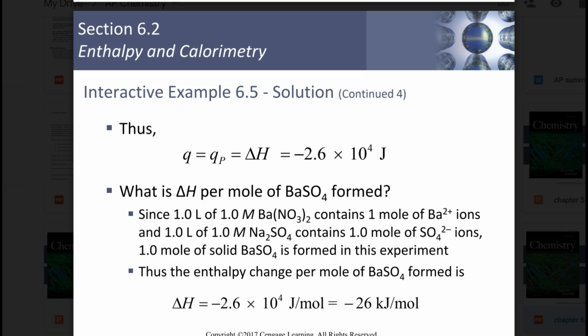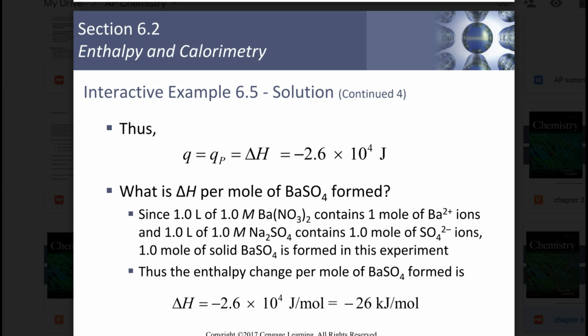Now, here's when you need the reaction. How do you know that it's negative 26? Hold on. This is where you need the net ionic to make sure that what you solve for is per mole. You don't really care about the reaction to solve it. You care about it when it asks you what it is per mole. You want the molar heat of formation of barium sulfate. So the delta H is negative. Now, why was it negative again?